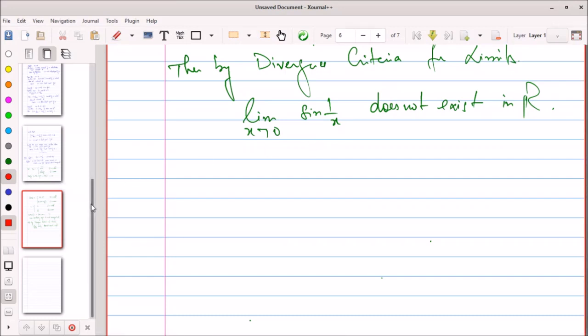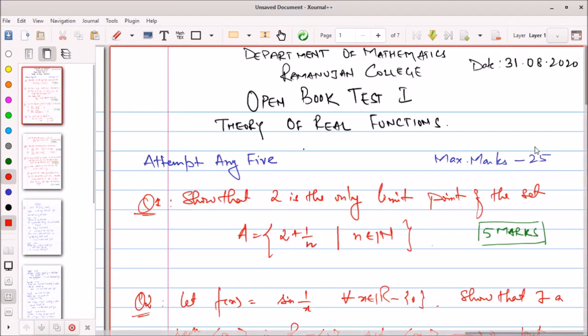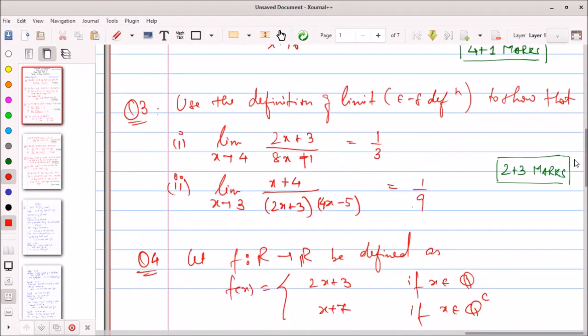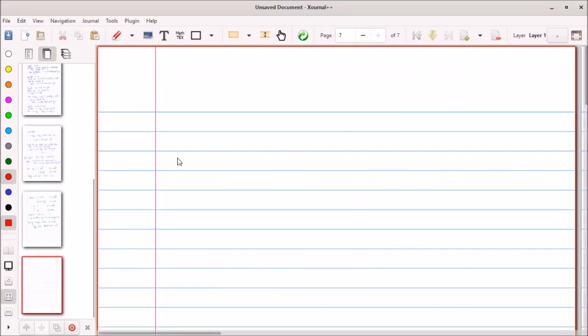Now let us move to question number 3. So what is question number 3? Question number 3 is: we have to find the limit using the epsilon delta definition, and we have to solve these two. First let us take the first part, which is limit x tends to 4 of (2x plus 3)/(8x plus 1) equal to 1/3. So for this, we start with question number 3 first part.